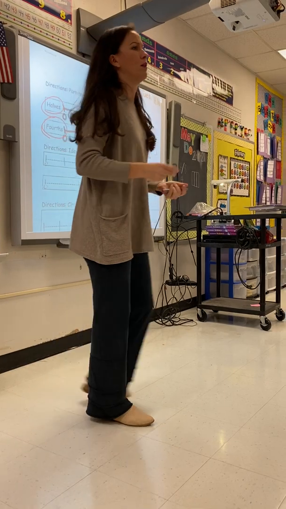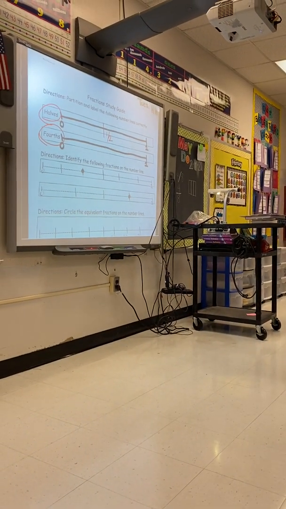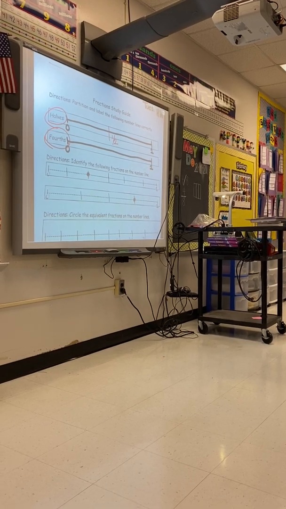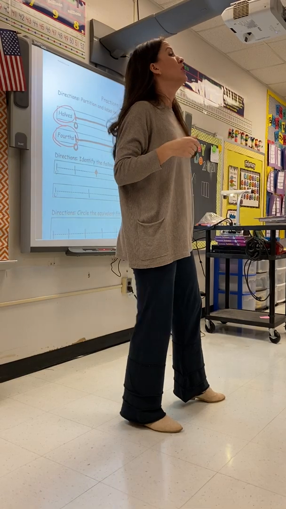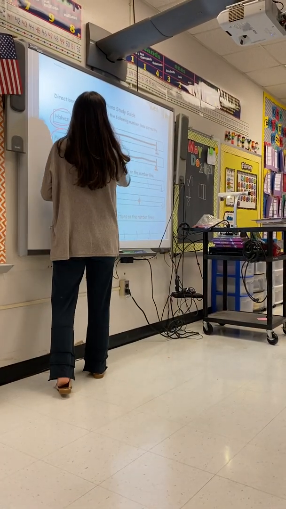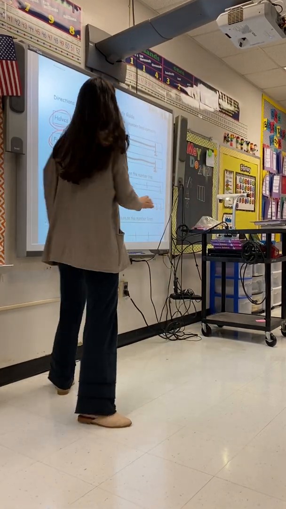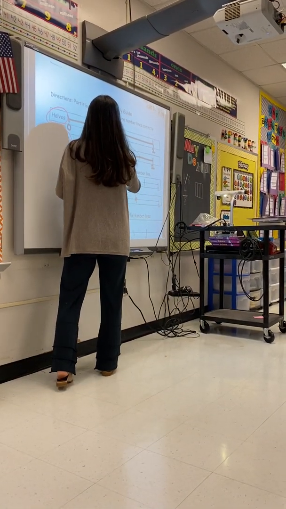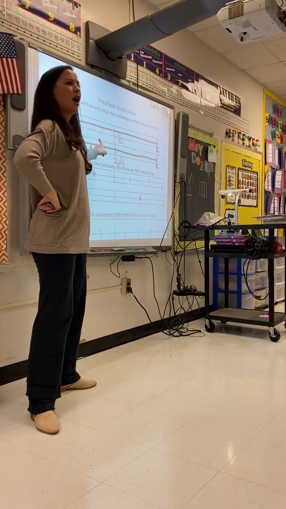Fourths. Already thinking in our brain. Does fourths have a benchmark fraction? It does, Jalen. What benchmark fraction is fourths? 2/4. So right here in the middle, because that's where benchmark fractions go, I'm going to label 2/4. But I'm missing some other fractions. What goes here, Aubrey?